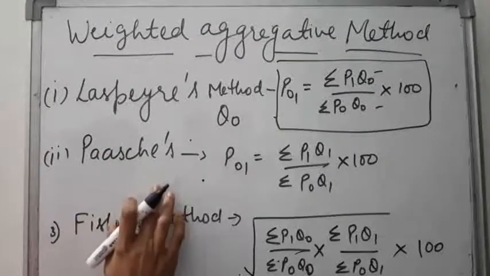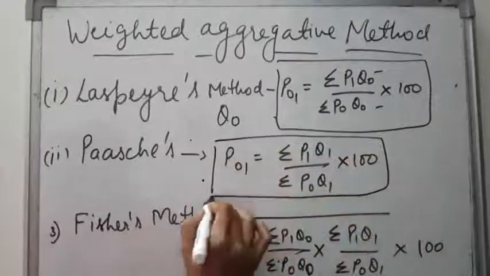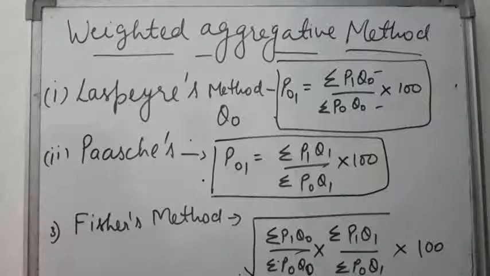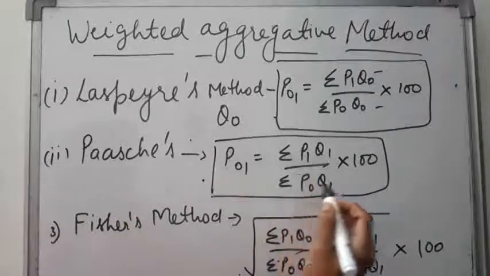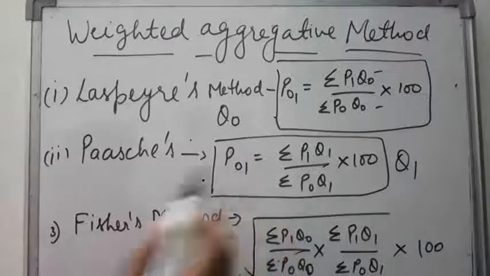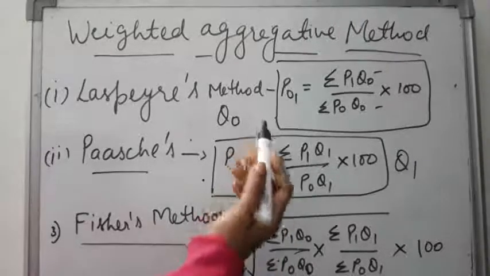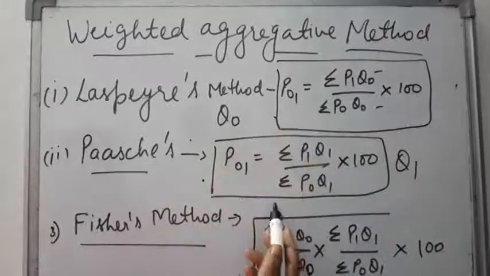Second is Paasche's method. In this formula you can see Paasche uses the current year quantities Q1. He has given emphasis on the current year quantity, and his formula to construct the index number is this one. And third one is Fisher. Fisher has given this formula, and he has combined the techniques of Laspeyres' method and Paasche's method.